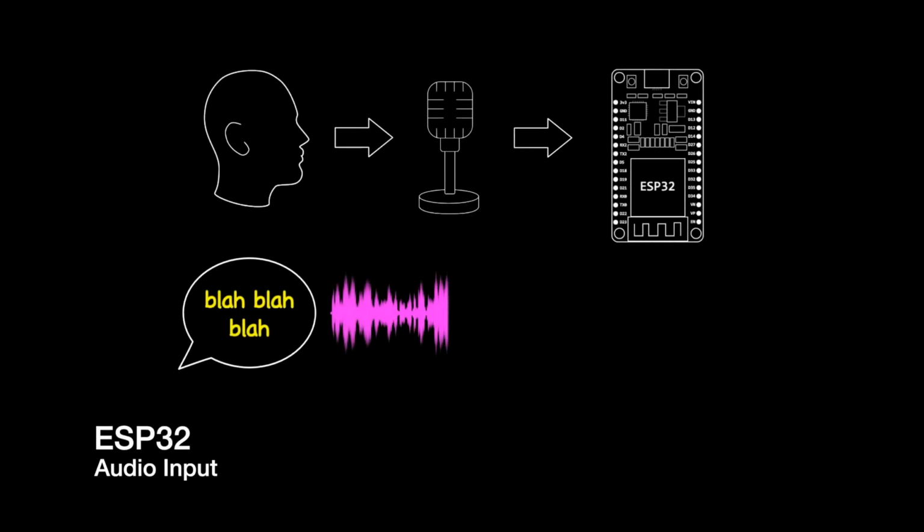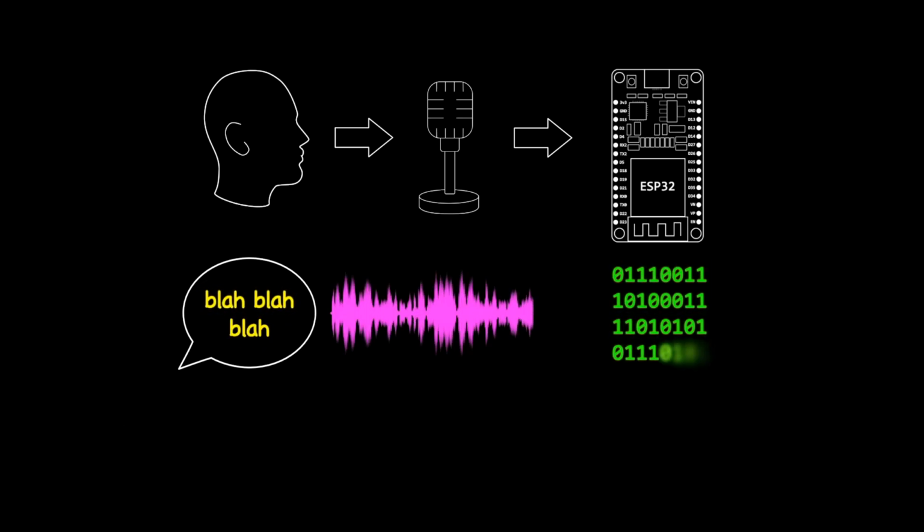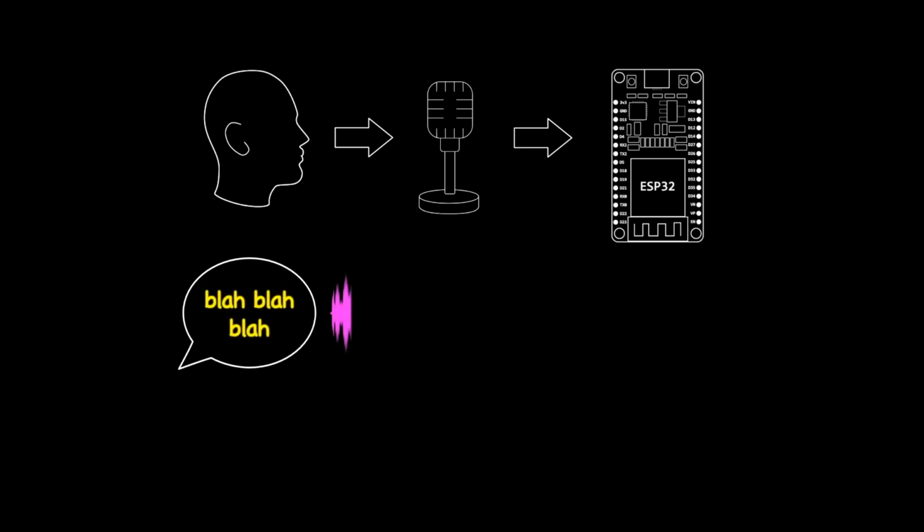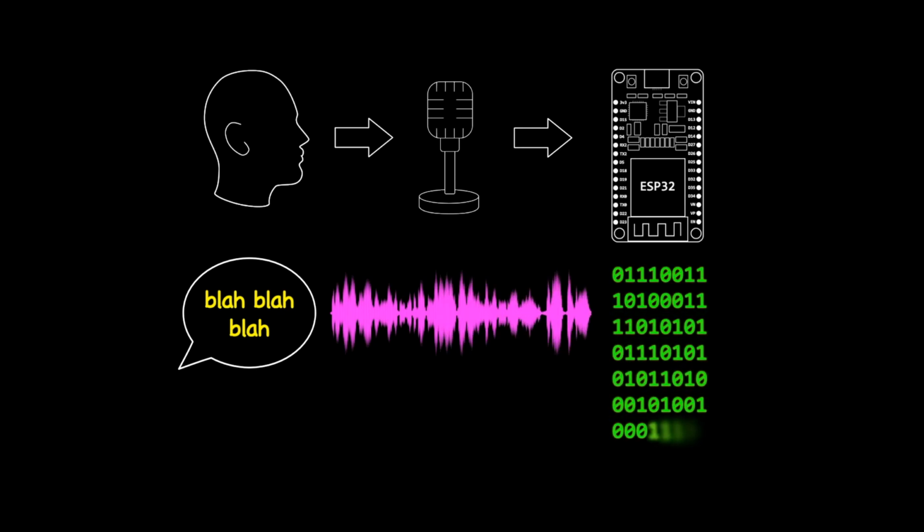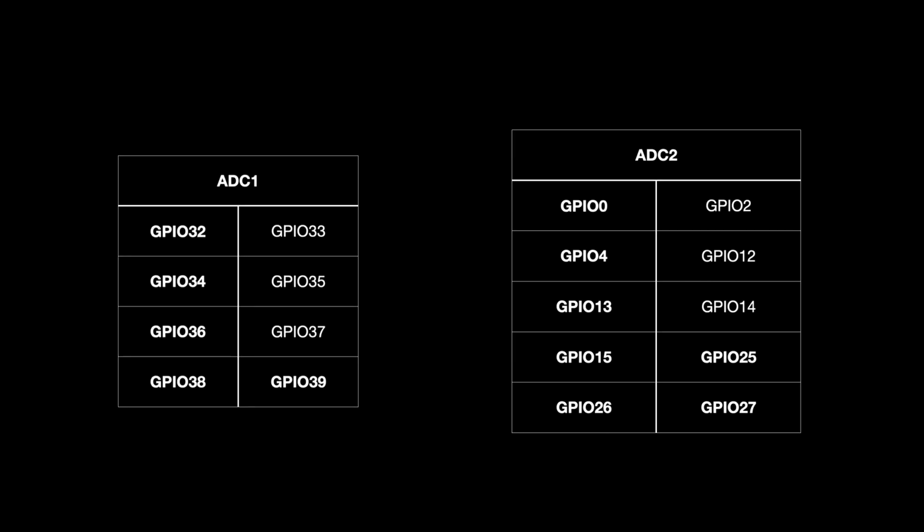Hey everyone, for my next project, I need to get audio data into the ESP32. To do this, we're going to use the built-in analog-to-digital converters on the ESP32. Now, the ESP32 integrates two 12-bit analog-to-digital converters. ADC1 has 8 channels, and ADC2 has 10 channels.